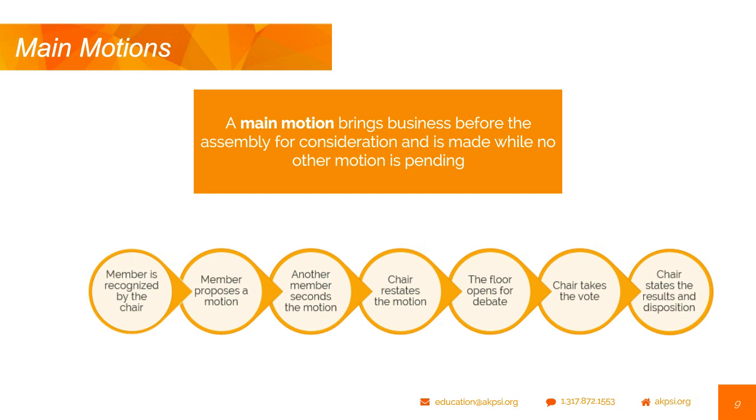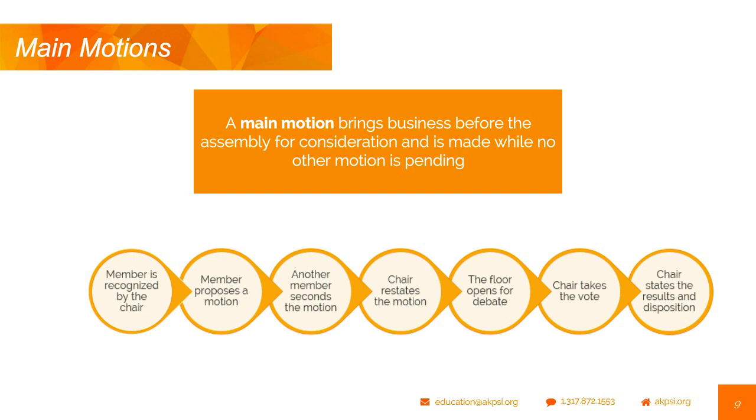Main motion. In order to make a main motion, there are 7 simple steps to follow. First, the member is recognized by the chair by any acceptable protocol determined by the chapter. It could be Brother President, it could be Mr. President; Brother President is common. So then the member proposes a motion.